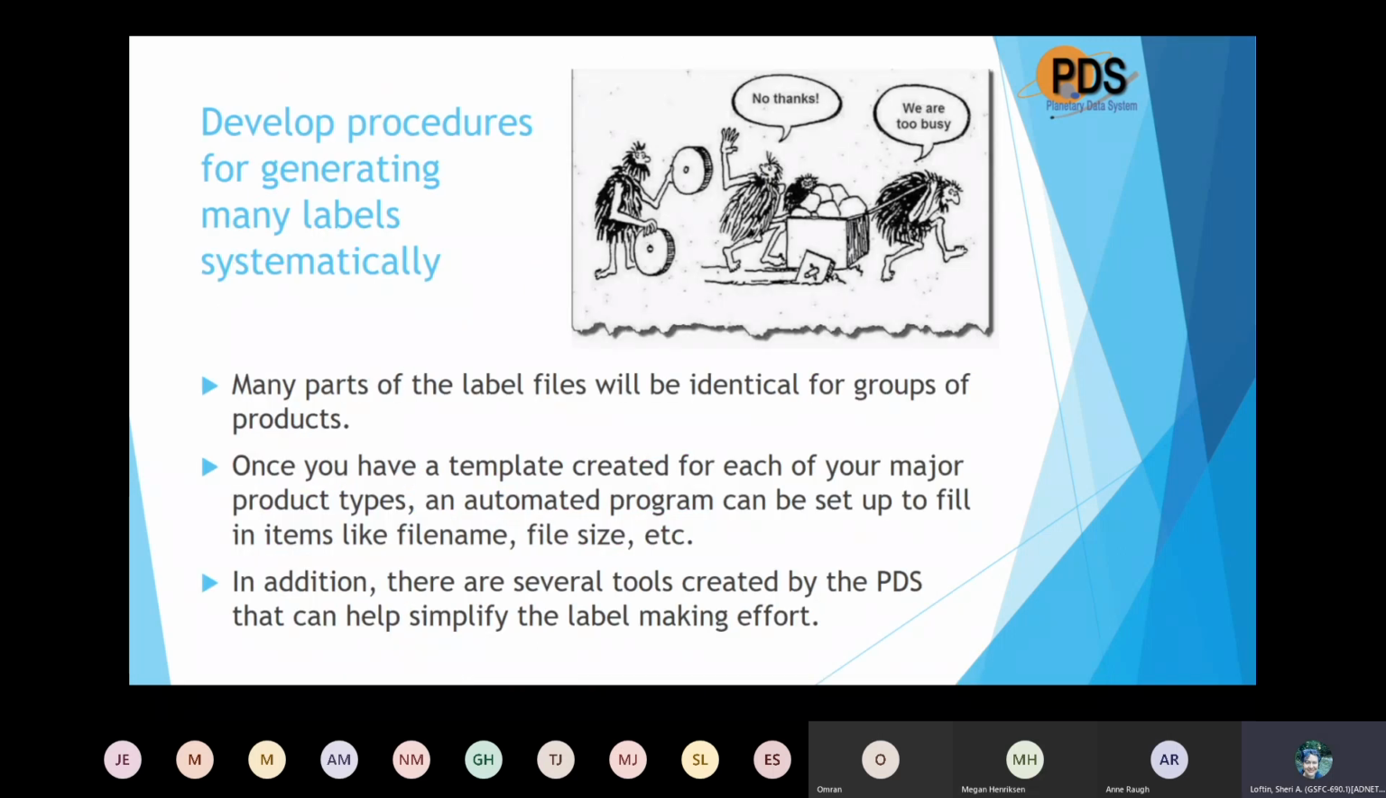Okay, so the best thing to do is to develop a procedure to make these labels happen as easily as possible. Like I've been trying to tell you, a lot of the parts of these labels are going to be identical for your groups of products. Templates will help. Once you have the major templates set up for each product type, then you can fill in things like the file name or the file size. And the PDS has created tools to help you with this effort.